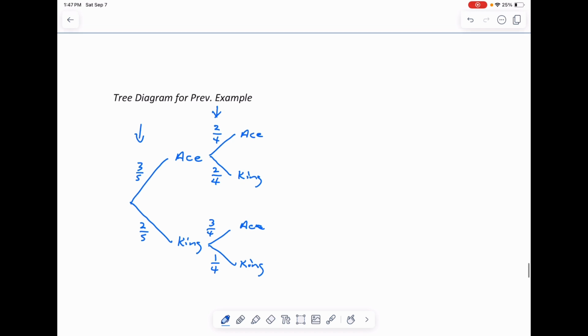Okay. Now here's what happens. This represents all 4 possible outcomes of this game. And because I want a card and a card, I'm going to simply multiply those probabilities together. So the first one is the probability of an ace followed by an ace, which is just 3/5 times 2/4, or 6/20, which is 0.3. The second situation is an ace followed by a king. That has a 3/5 and a 2/4, which is also 6 out of 20, or 0.3.